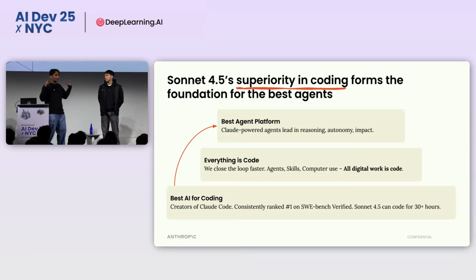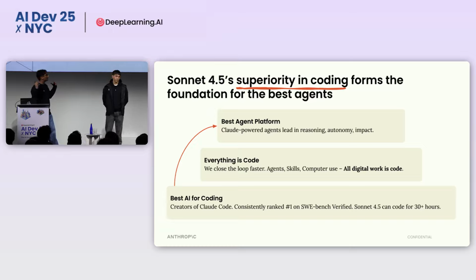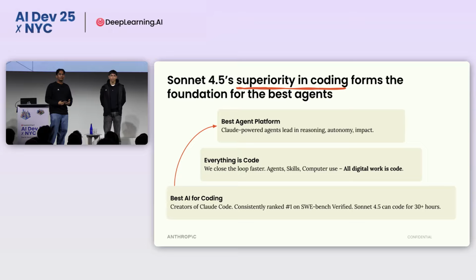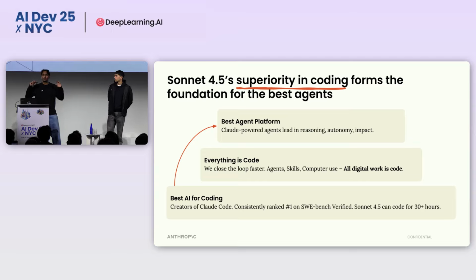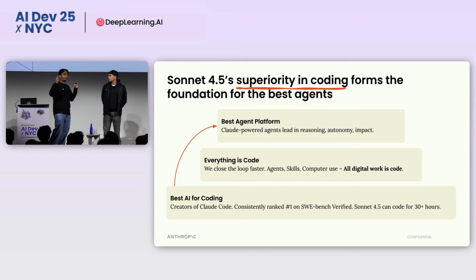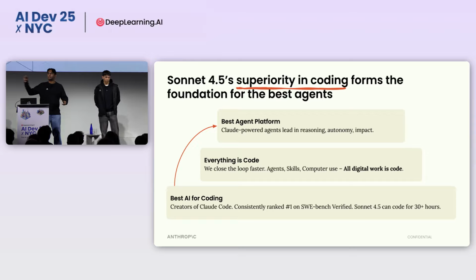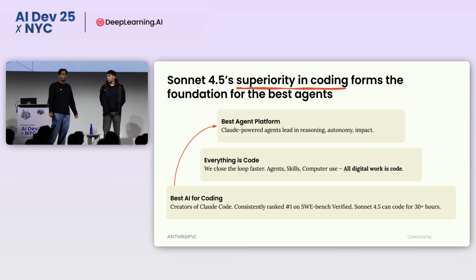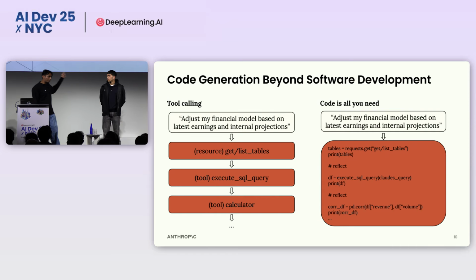So the big point here is that we see ourselves as the best model for building agents, period, because it's sometimes not obvious how our superiority in coding can actually translate to building agents in so many other different domains, which we're really, really excited about. One example is how you can think about even the role of code generation beyond just software development, developer productivity, right?